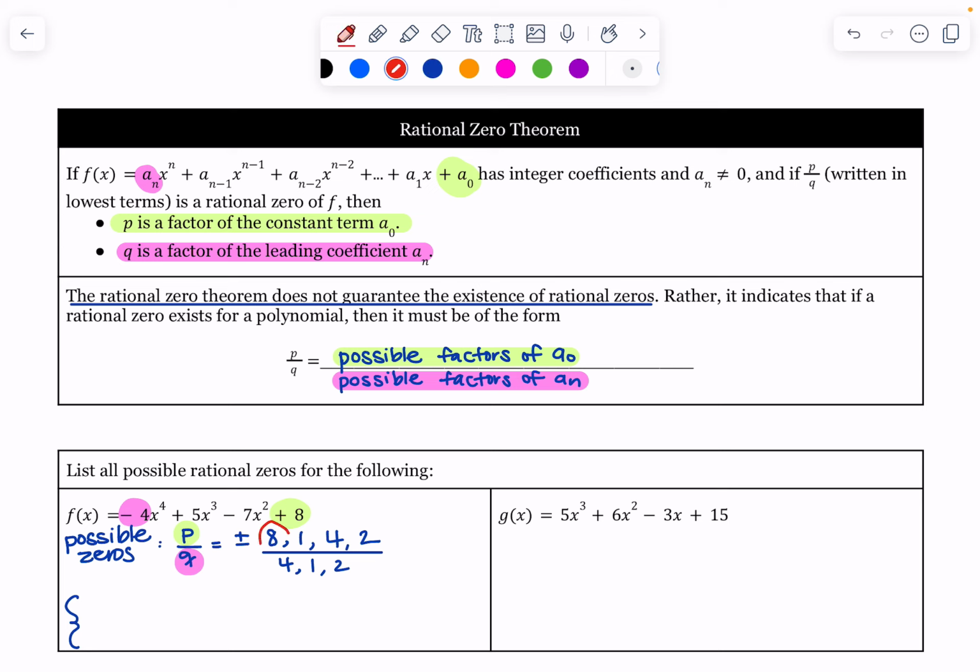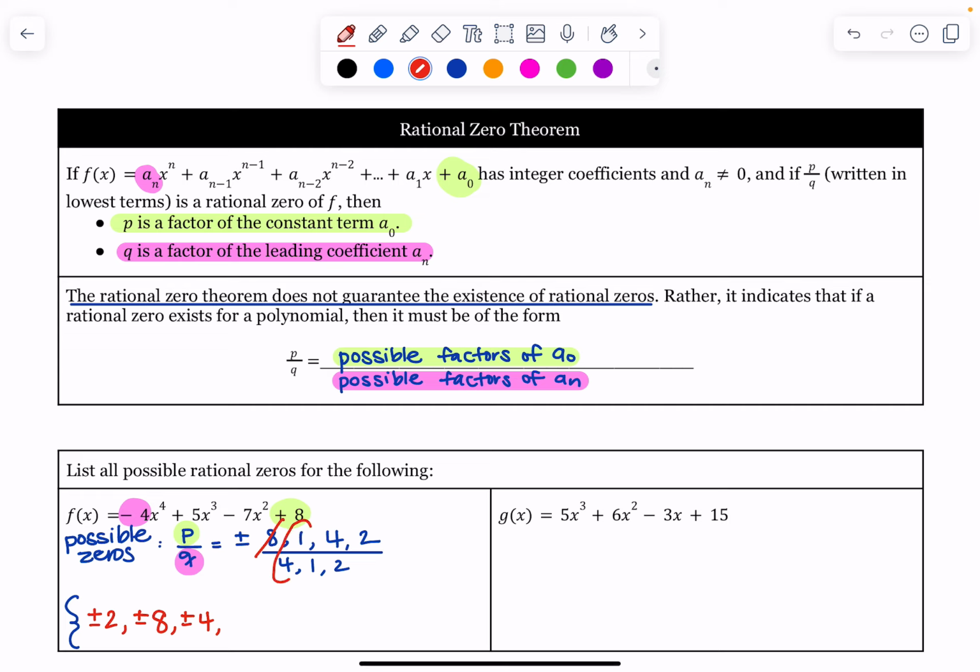So first I'm going to consider 8 over 4. 8 over 4 is 2, and then don't forget the plus or minus. So we're going to have plus or minus 2. Then we're going to consider 8 over 1. So 8 divided by 1 would be plus or minus 8. Then we're going to consider 8 over 2. 8 divided by 2 would be 4. So plus or minus 4. Okay, we considered everything where 8 is in the numerator, so I'm just going to mark this off to show that we've considered it. Next, we're going to move on to 1.